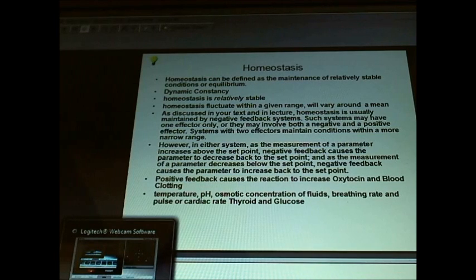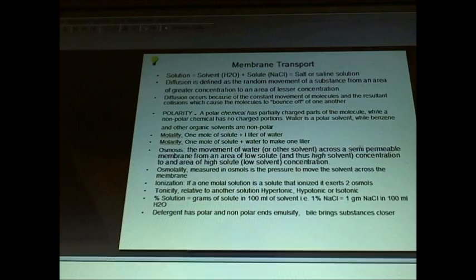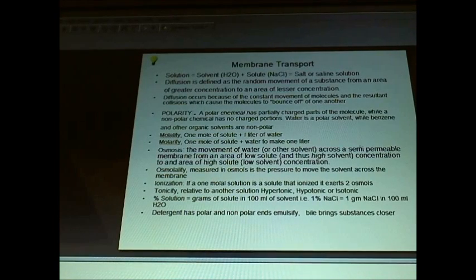Okay, let's go on here. Let's talk about membrane transport. Now, with membrane transport, that's movement, in the cells, in the physiology, generally the movement of substances across the cell membrane. But let's go back. First of all, some definitions.